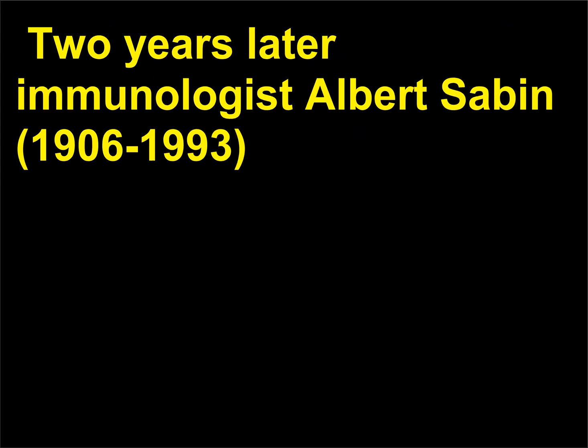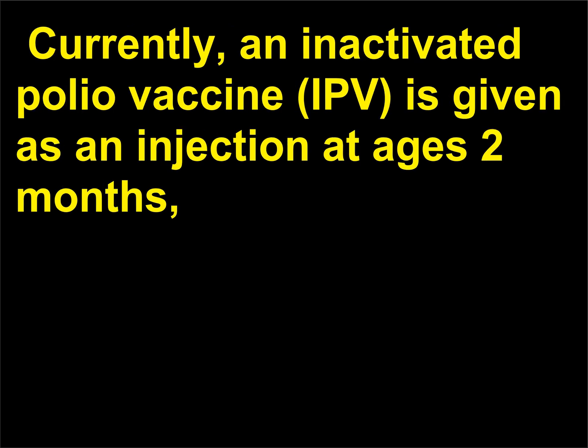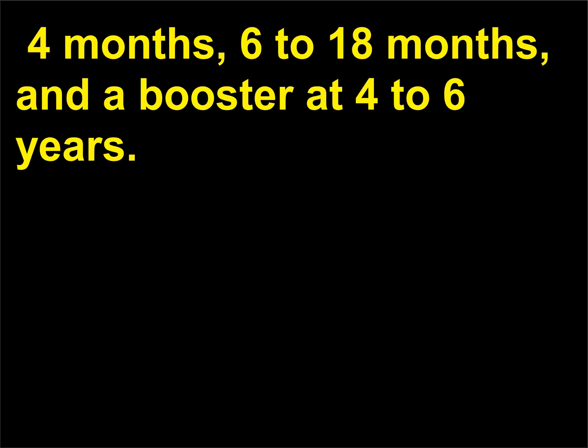Two years later immunologist Albert Sabin, 1906 to 1993, developed an oral vaccine made from inactivated live viruses of 3 polio strains. Currently, an inactivated polio vaccine, IPV, is given as an injection at ages 2 months, 4 months, 6 to 18 months, and a booster at 4 to 6 years.